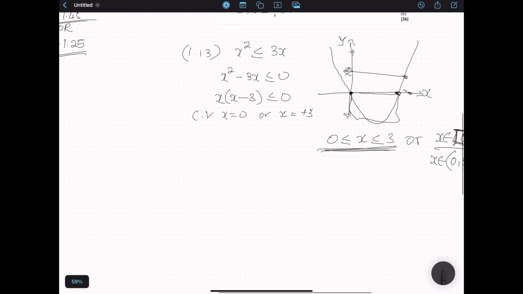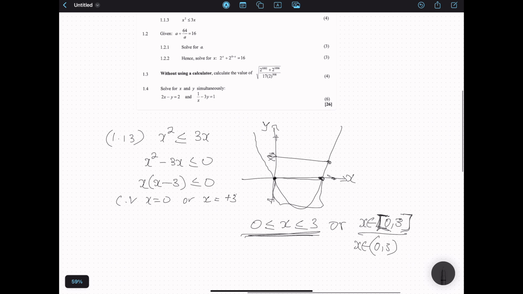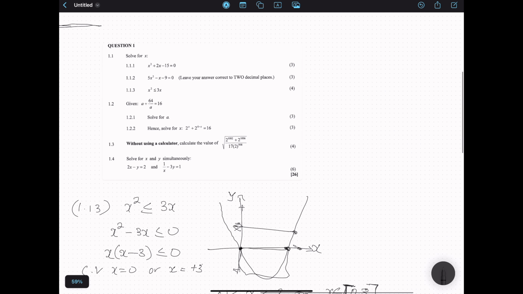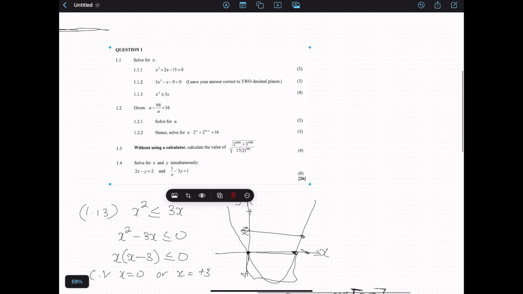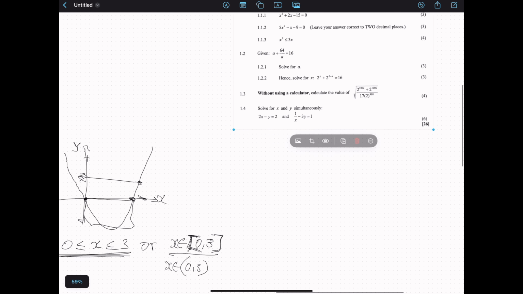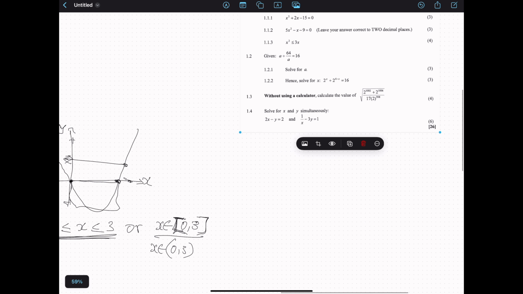Then we move further to, let me take this here. Then we solve 1.2. They say solve for a.